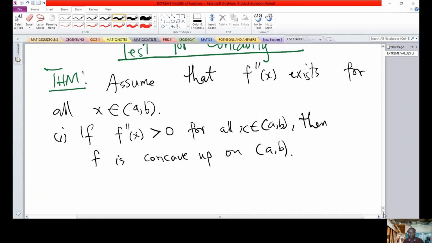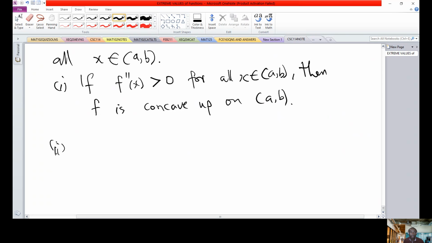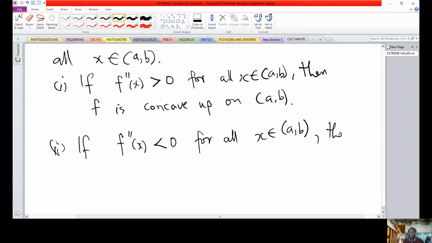And then number two, if the second derivative of x is strictly less than 0, which means negative, for all x in this open interval AB, then f is concave down on AB. So that's what we have. This is the test for concavity.